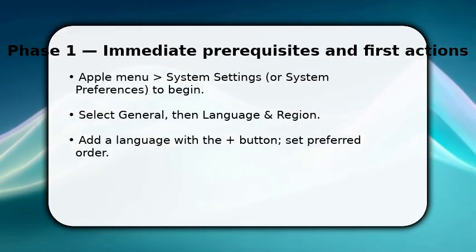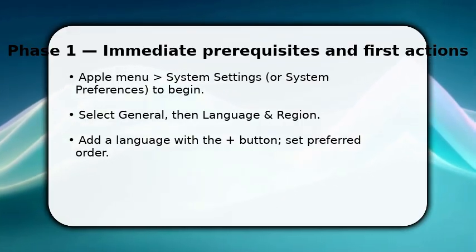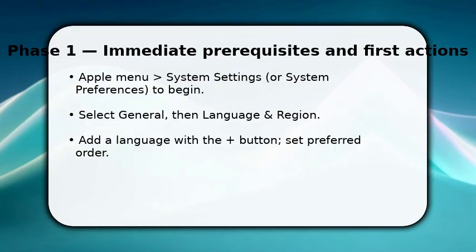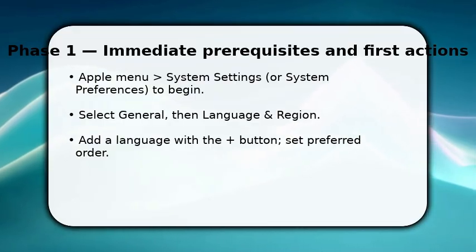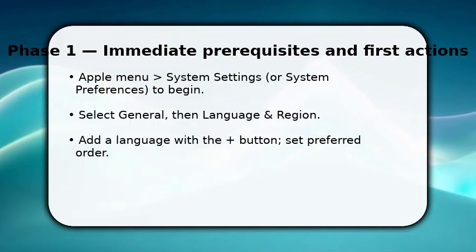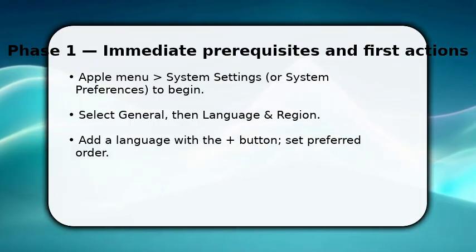Click the plus button to add a new language. Choose it from the list and confirm. When prompted, drag languages into your preferred order to prioritize them for menus and apps. Make sure to add any regional variants if you need specific date, time, or measurement formats.